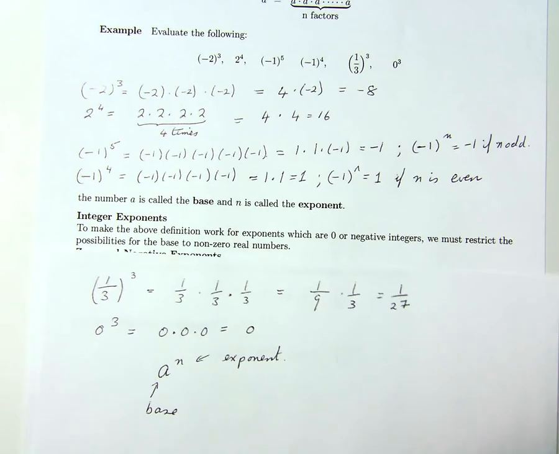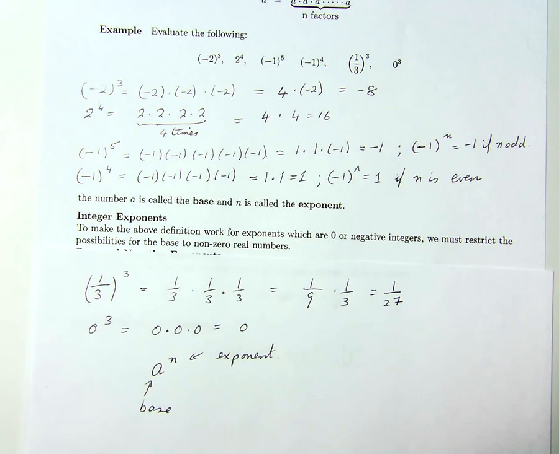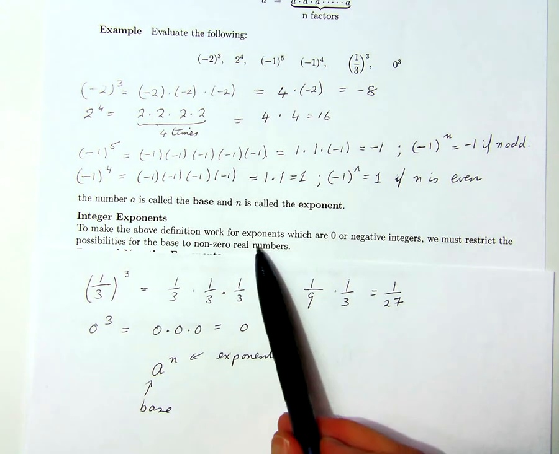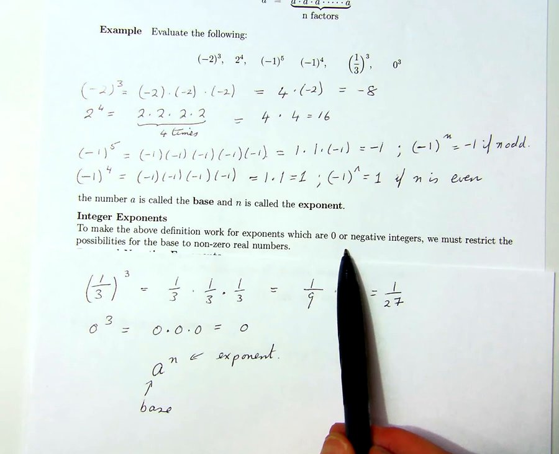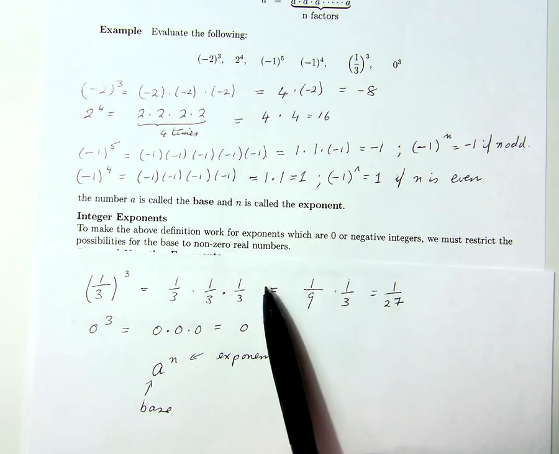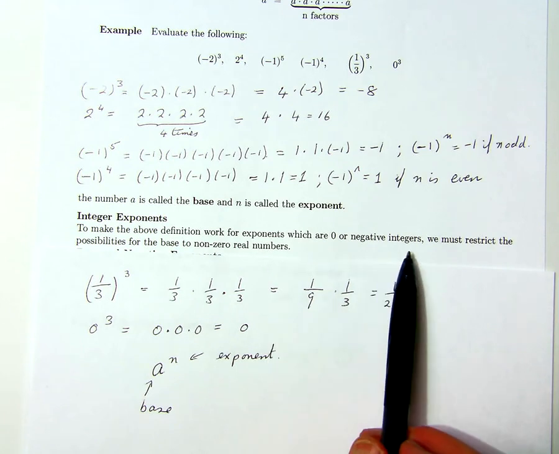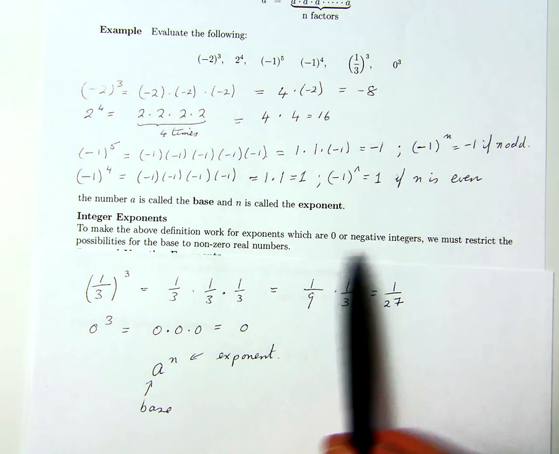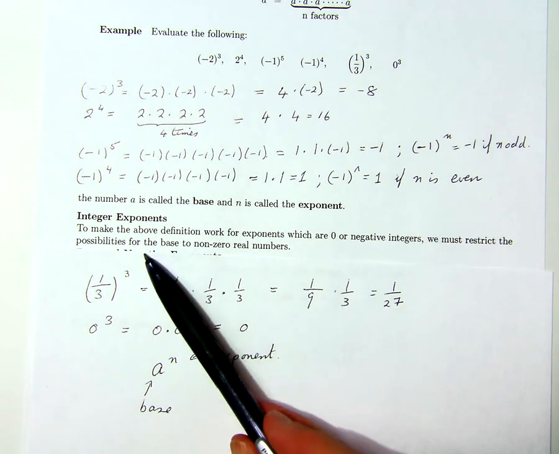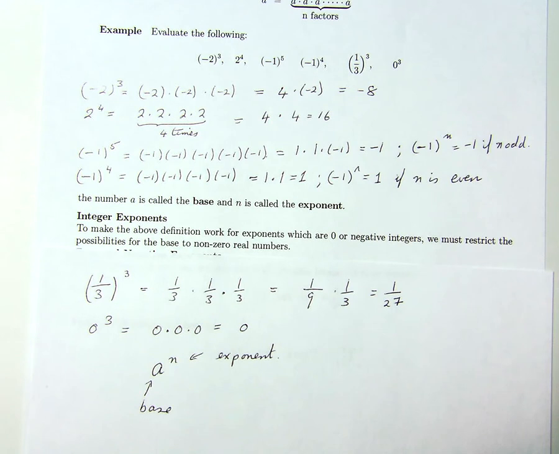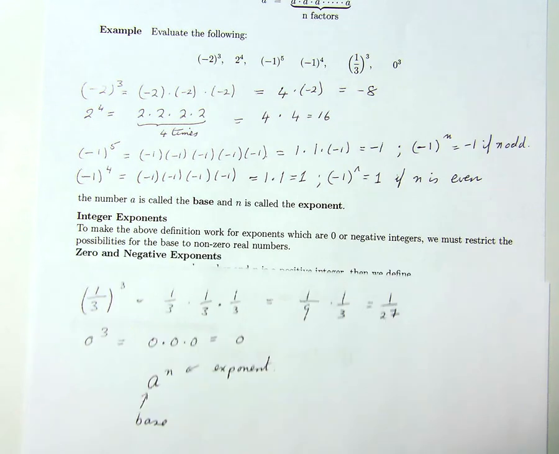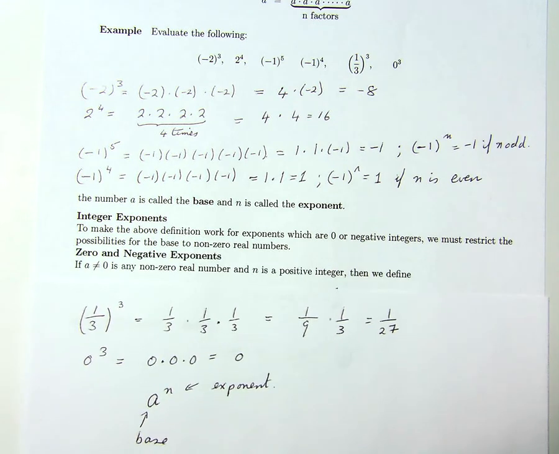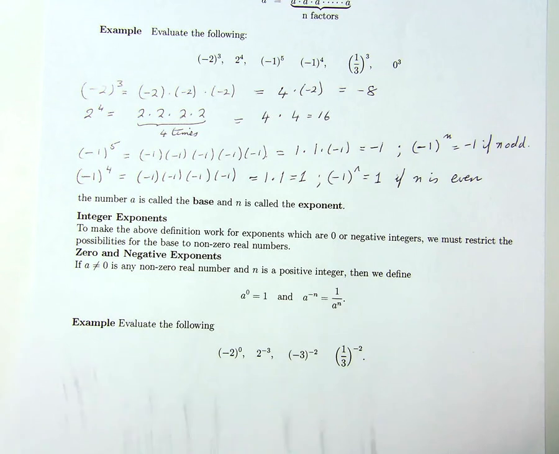Now suppose we want to extend this definition to include exponents which are either 0 or negative integers. Then we have to think about some restrictions. We have to restrict the possibilities for the base to non-zero real numbers. So in other words, we cannot define 0 to the 0 or 0 to the minus 1.